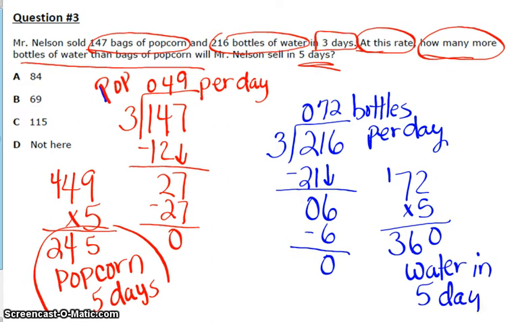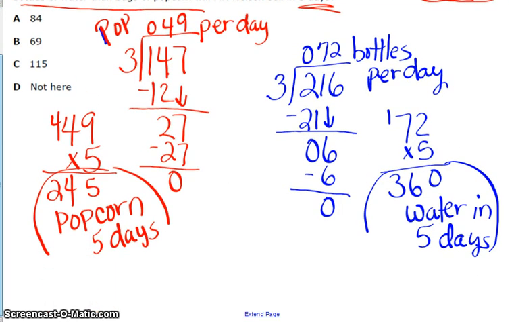Okay, so now I'm going to go back to my question, because my question says how many more bottles of water than bags of popcorn will he sell? So that means that I have to do one last step, and that is to subtract to find out how many more. So I'm going to take the 360 bottles, and I'm going to subtract the 245 bags of popcorn.